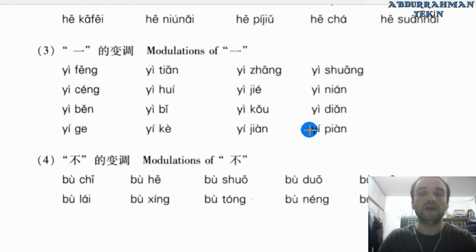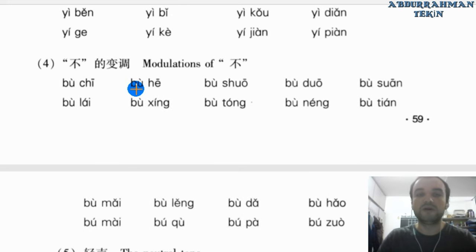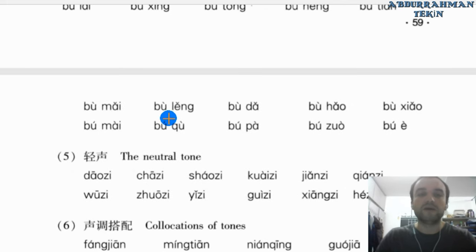一风，一天，一张，一双，一层，一回，一节，一年，一本，一笔，一口，一点，一个，一片. And here practice 不. 不吃，不喝，不说，不多，不酸，不来，不行，不同，不能，不甜，不买，不冷，不打，不好，不巧，不怕，不做，不饿. Okay.